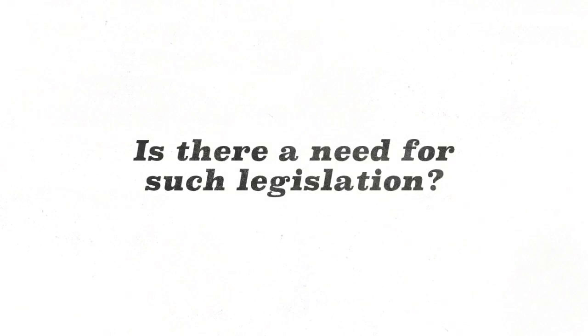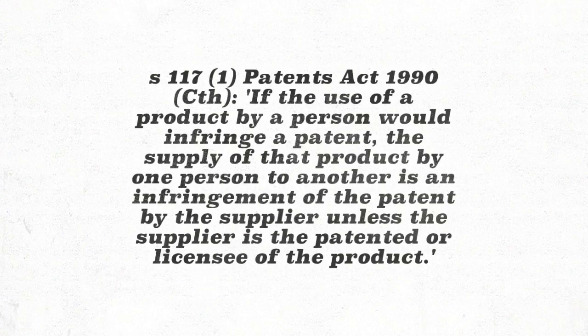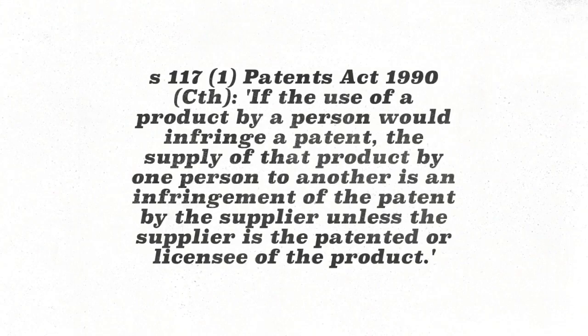Section 117 of the Patents Act 1990, Commonwealth, was enacted to provide better protection for patent holders. Under Australian law, a person may be liable for contributory infringement if that person supplies a product to another, in circumstances where the use of said product would infringe a third party's patent rights.